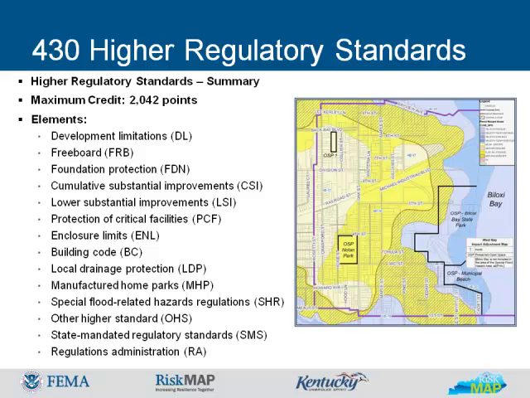Local drainage protection credit is available for ensuring that new buildings are protected from shallow flooding. For removing the elevation exemption from manufactured homes placed in existing manufactured home parks, credits can be earned. Credits are available for special flood-related hazards regulations, for enforcing appropriate construction standards in areas subject to the special flood-related hazard. Other higher standard credits are available for other regulation. State-mandated regulatory standards credits are available if the regulatory standard is required by the state, and regulations administration credits are earned for having trained staff and administrative procedures that meet specific standards.